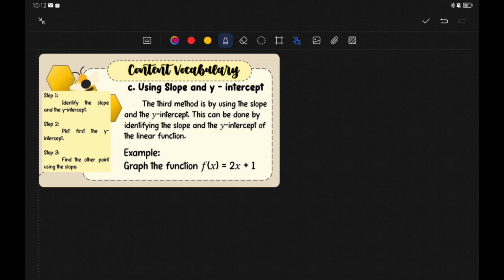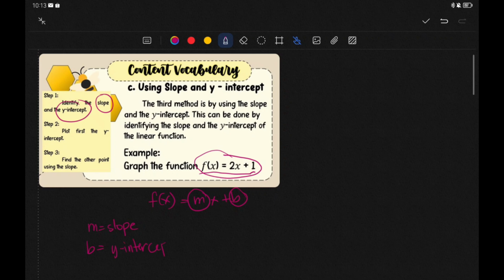For the third method, using the slope and y-intercept, we are going to graph f of x is equal to 2x plus 1. Step 1, we are going to identify the slope and the y-intercept. Now, as you can see, this is already in slope-intercept form, which is f of x is equal to mx plus b. As you remember, our m is the slope and b is the y-intercept. We only need to identify the two from the function.